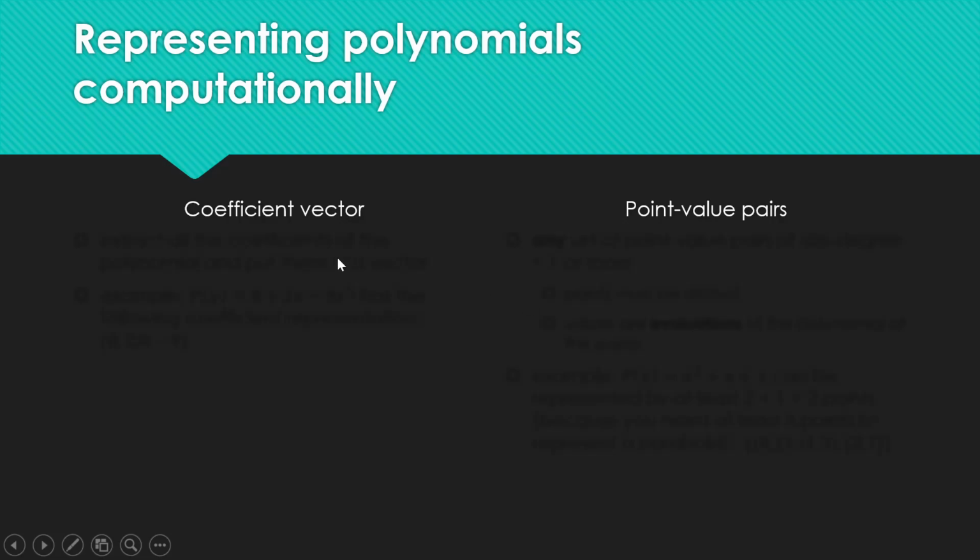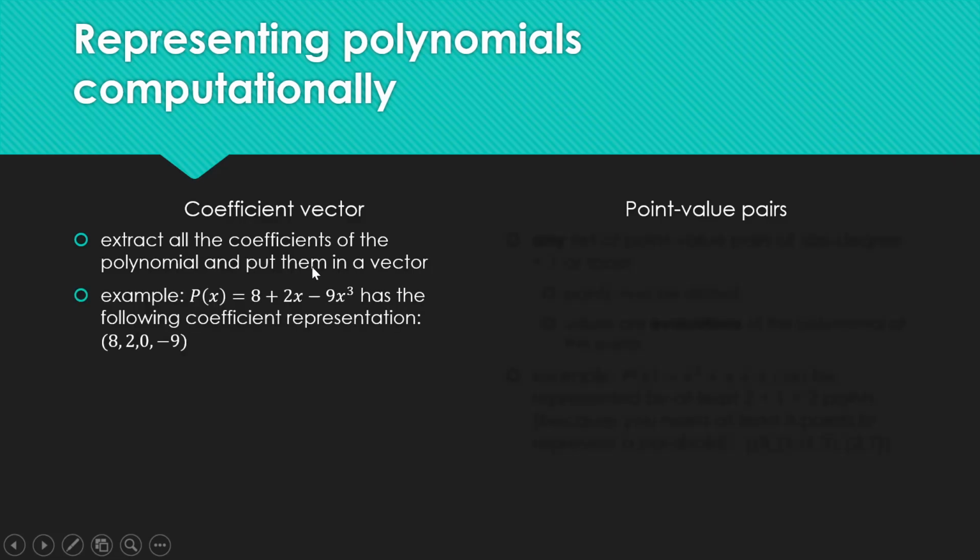Before we can do polynomial multiplication, we need to represent polynomials computationally. There are two major ways to do it: coefficient vector and point value pairs. In coefficient vector representation, we extract all the coefficients and put them inside a vector. So for example, p equals 8 plus 2x minus 9x cubed has the following coefficient representation. It would be 8, 2, 0, negative 9.